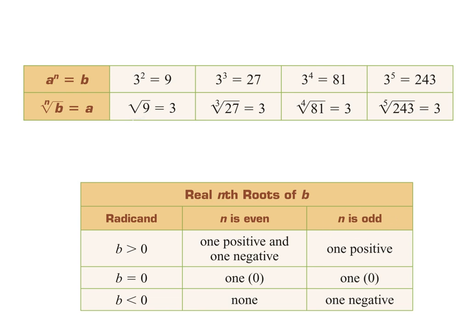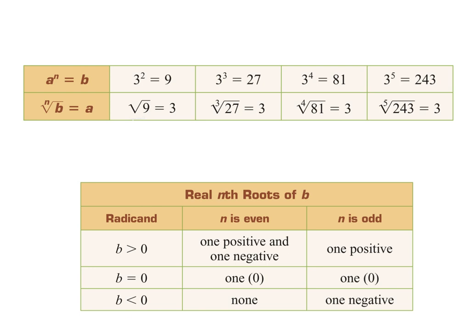If it's odd, so in this example, we have 27 in here. That's a positive number. We have an odd index, 3. You're only going to have one answer. Negative 3 won't work because if I do negative 3 times negative 3 times negative 3, I would get negative 27, not positive 27. So if I have an odd index here, I'm only going to have one answer, and it's going to be positive if the inside is positive. If what you're taking the root of equals 0, your answer will always be 0. No matter what root you're talking about, the root of 0 is always 0.